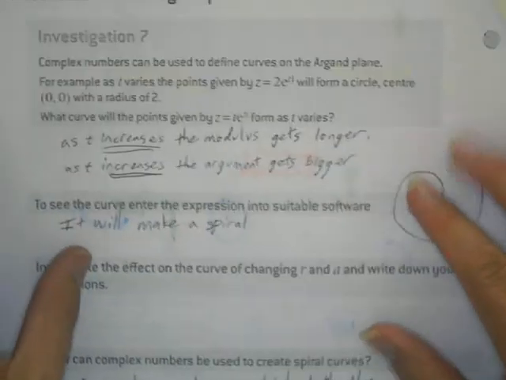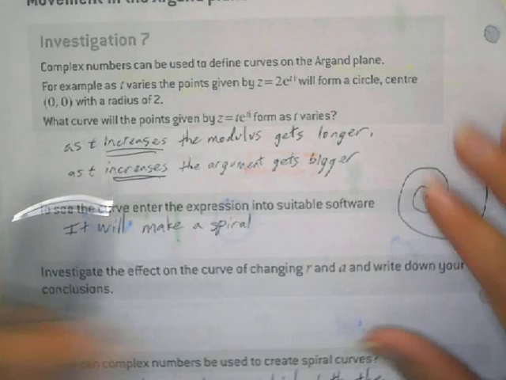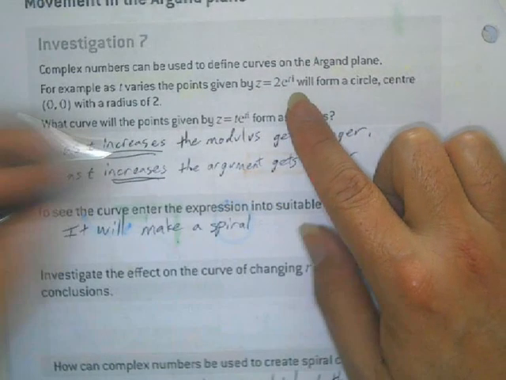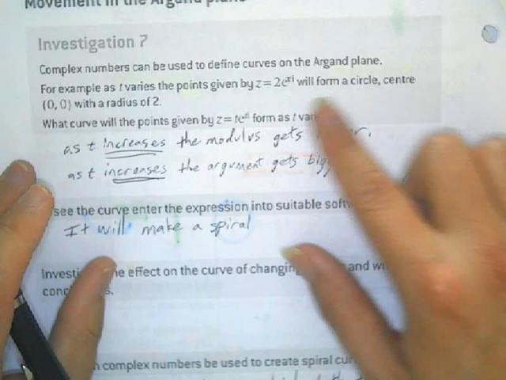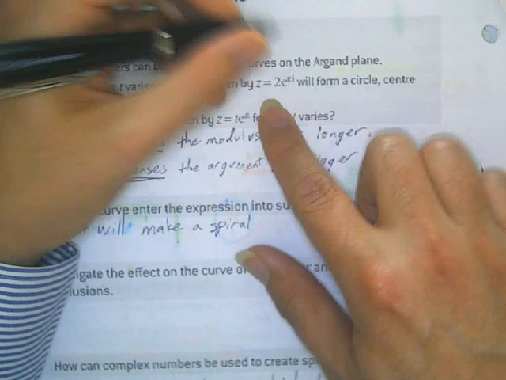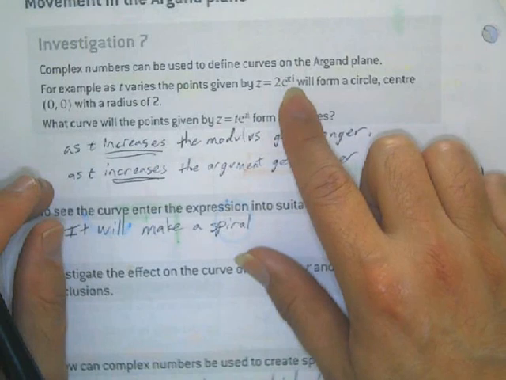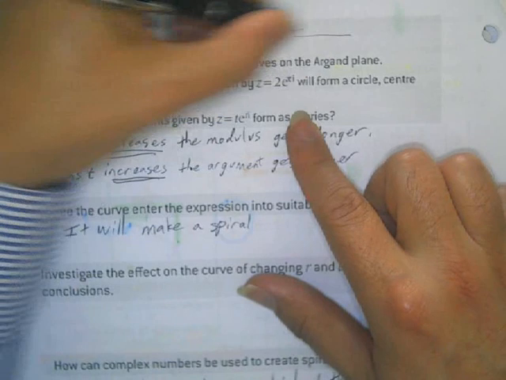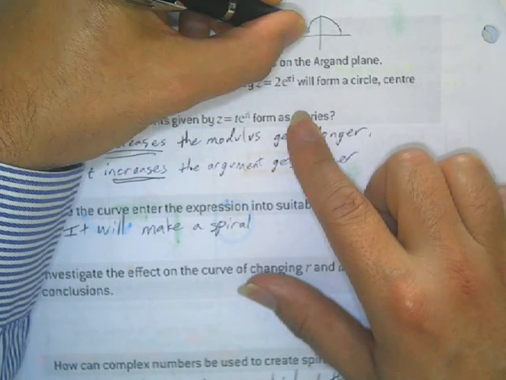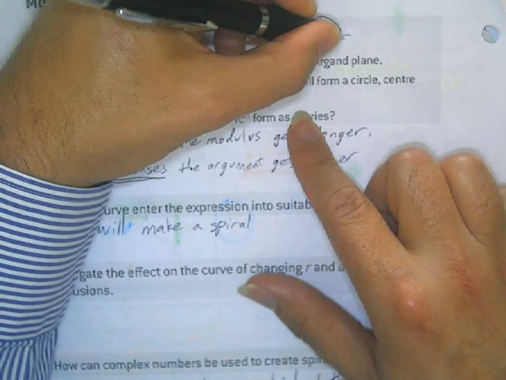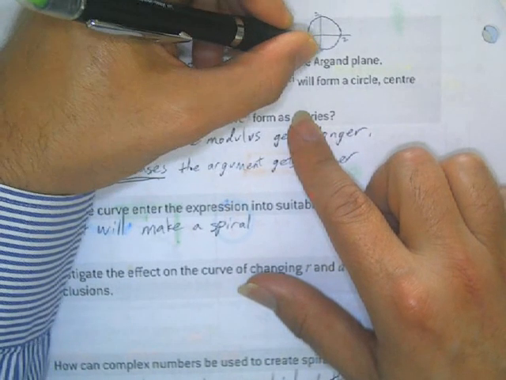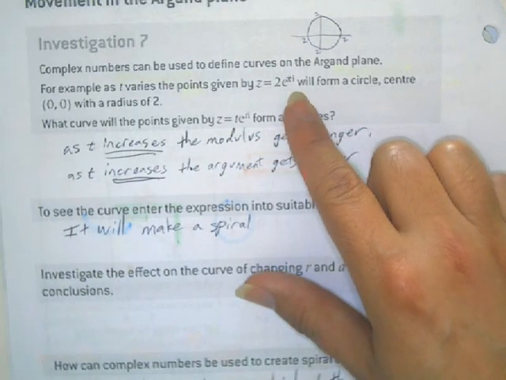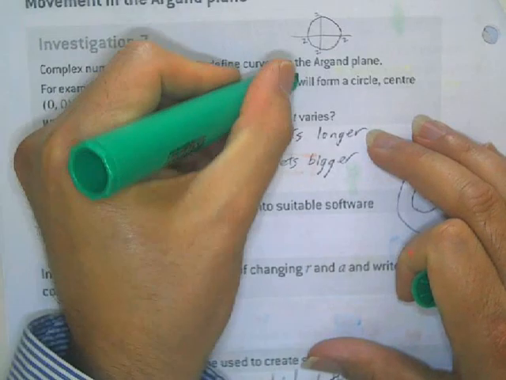Okay, investigation 7. If I've got a function like z equals 2e to the t i, this is going to form a circle. The modulus is not changing, but the angle will continue to increase as we twirl around. So it just makes a circle where the radius is always 2, but the argument will keep on changing.